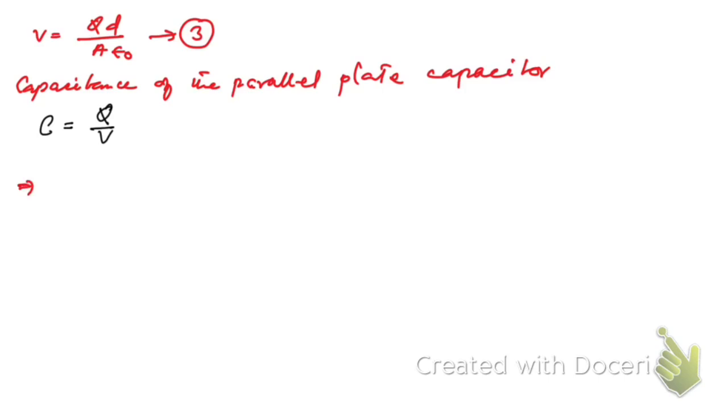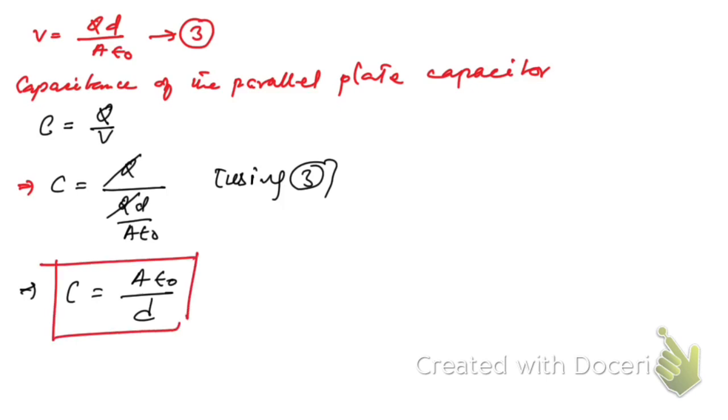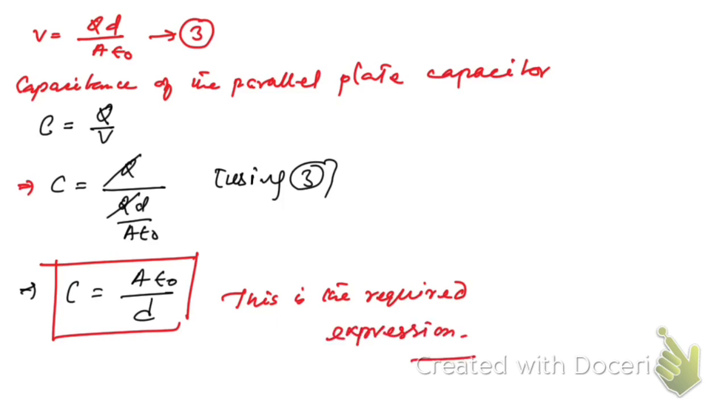So here C is equal to Q, and instead of V we put Q d by A epsilon naught. Using equation 3, Q cancels, so C is equal to A epsilon naught by d. This is the required expression. Hope you have understood.